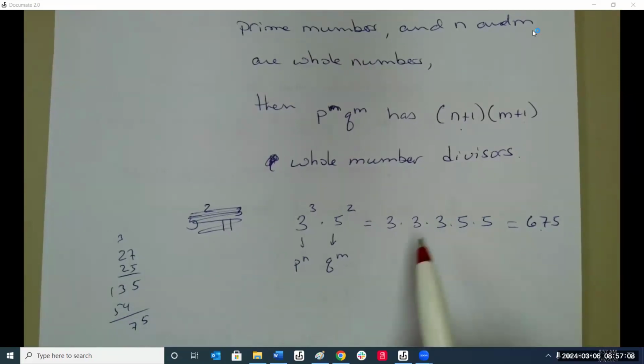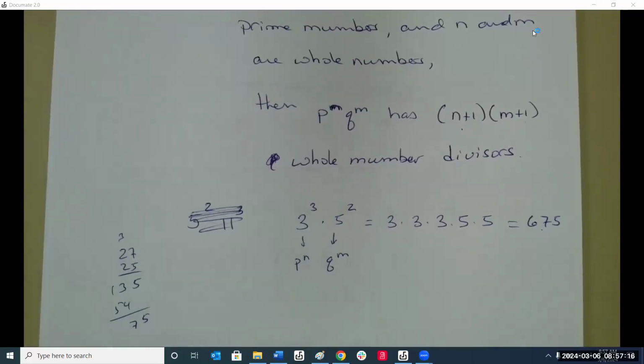But so is 3 times 3. So is 3 times 3 times 3. So is 3 times 5 or 5. Each one of the combinations of these numbers are also divisors. Since these are all prime factors, I can combine them any way I want to, and they're divisors of this number.